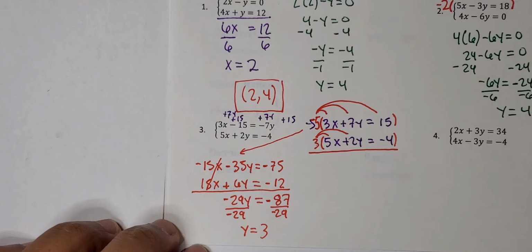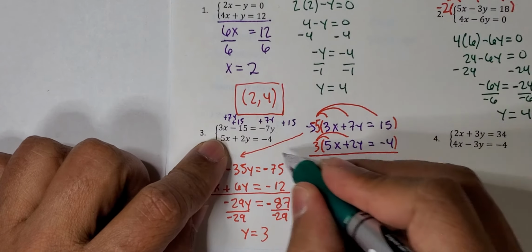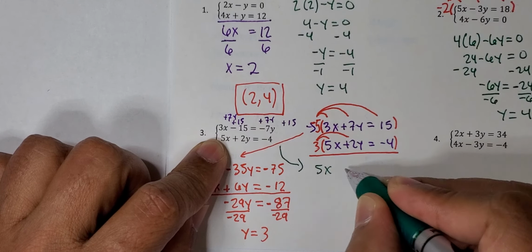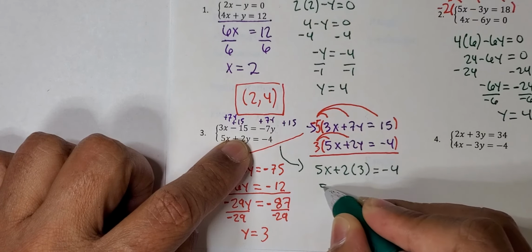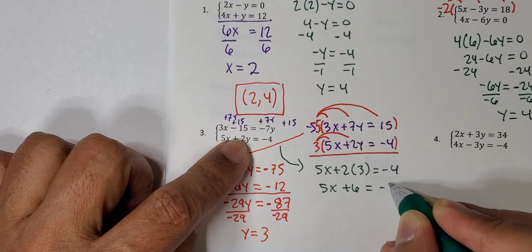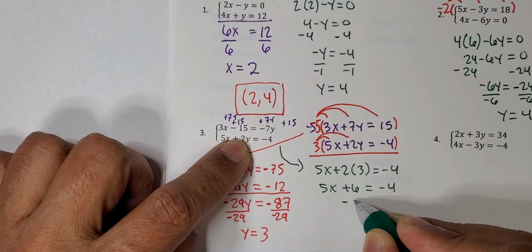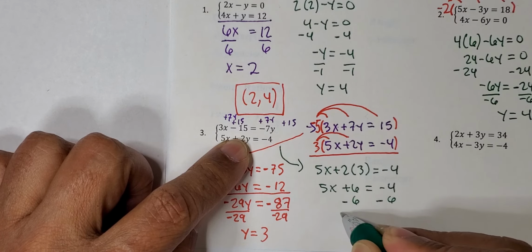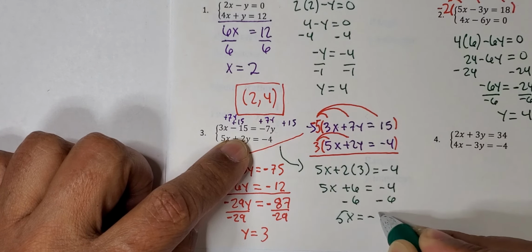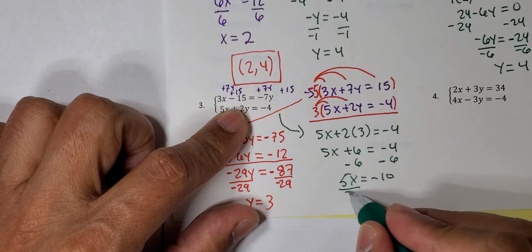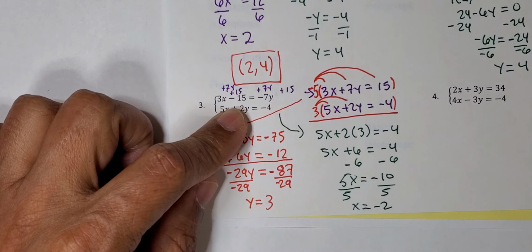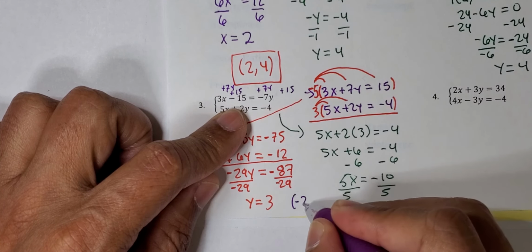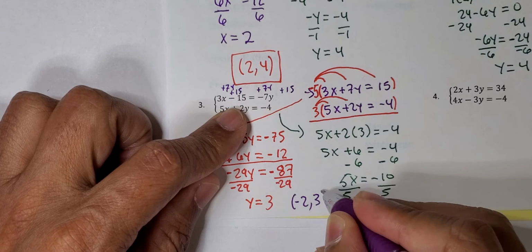Since we know y is equal to 3, then I'm going to come back to this one here. I'm going to take this equation, 5 times x plus 2 times 3 equals negative 4. So this is 5x plus 6 equals negative 4. And then subtract the 6 from this side and also this side. So then 5x equals negative 10. And then last, divide by 5, so x equals negative 2. So the solution to this system is negative 2 for x and 3 for y.